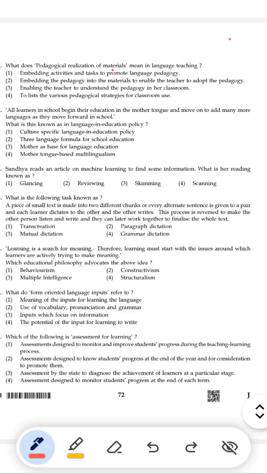Here the question itself says pedagogical realization of materials. So here we are talking about how we use materials, or teaching learning materials (TLM), effectively to adopt child-centered education. Option 2 convinces us that it gives the exact idea of pedagogical realization of materials, that is, embedding the pedagogy into the materials to enable the teacher to adopt the pedagogy. Now why so? Let's look into the explanation part.